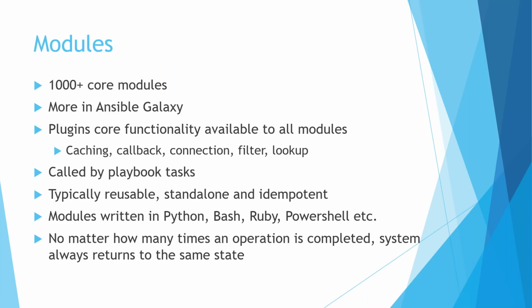So modules, as I mentioned, there are over 1,000 core modules, and even more in what's called Ansible Galaxy. These are community contributed modules. So obviously they don't come with the same range of testing and support that you get if you're paying for support with Red Hat, but a lot of them are heavily used and very reliable.